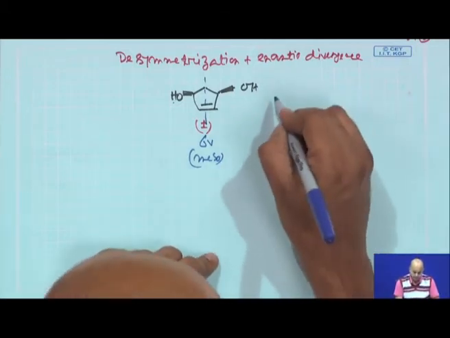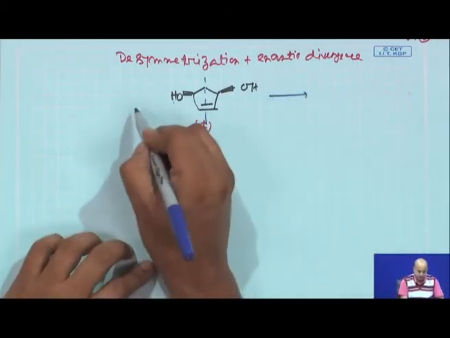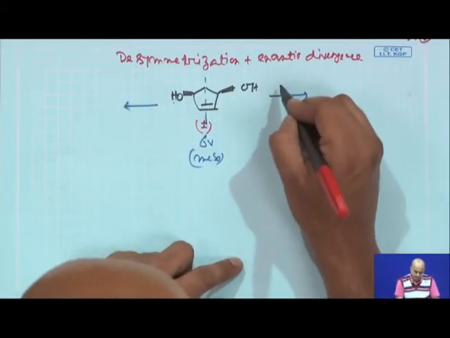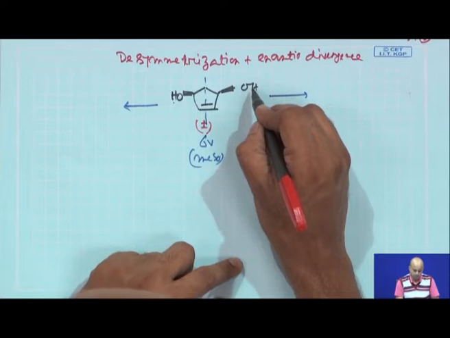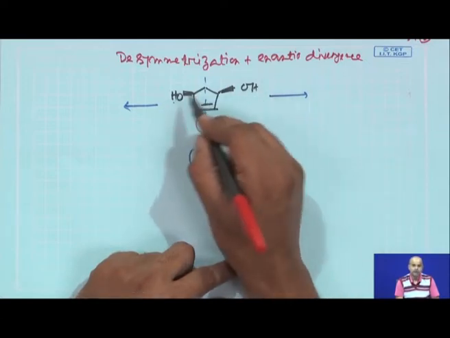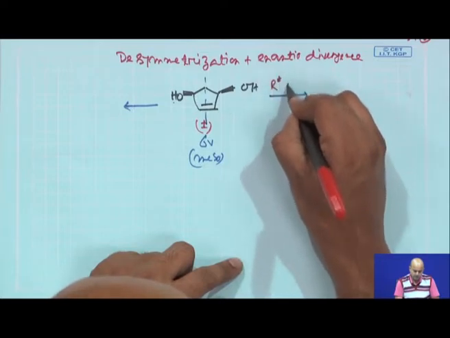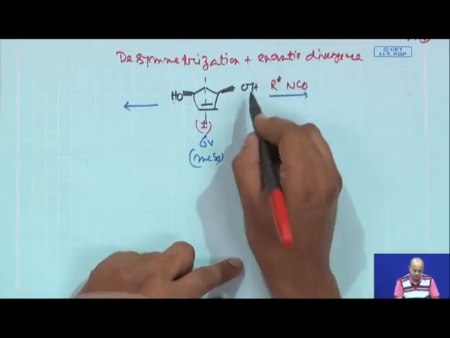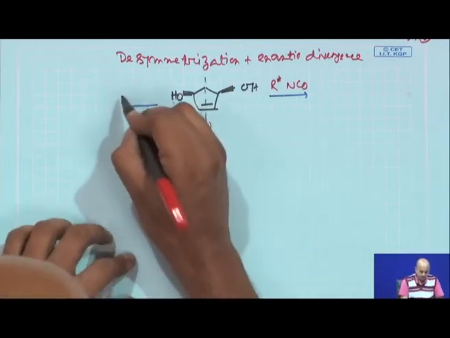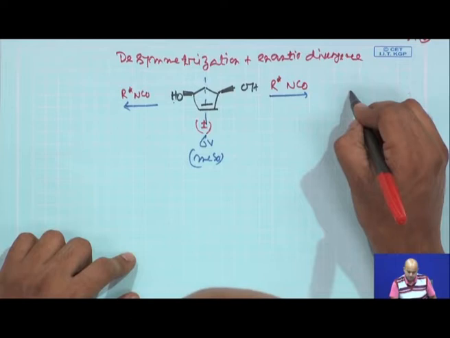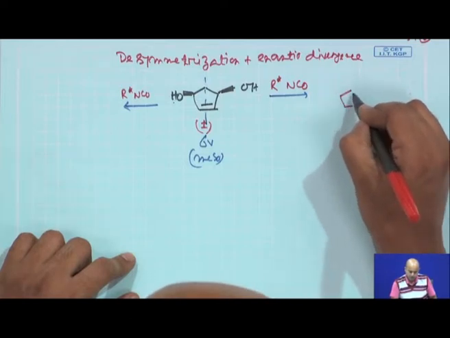Now, we already know the CDA technique we have explained earlier. As both OH groups are enantiotopic and their reactivities are almost similar, we will react with a chiral isocyanate with this one as well as this one. Fine. So, what will we now get?